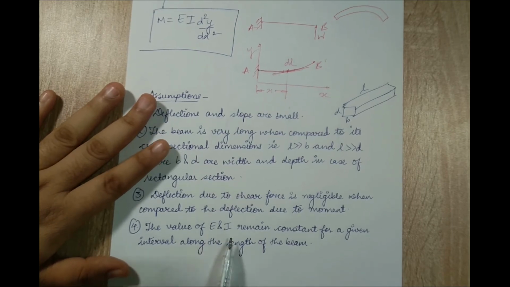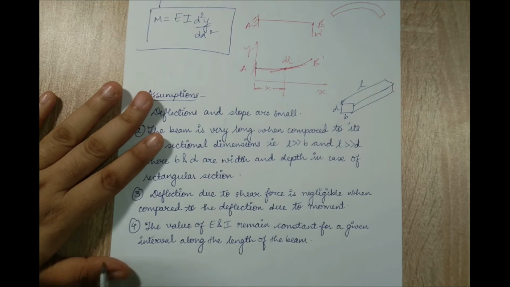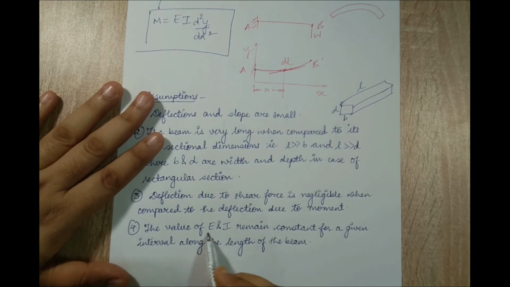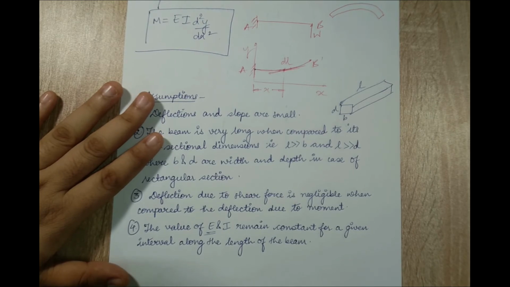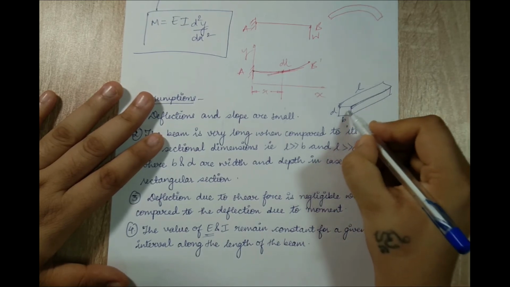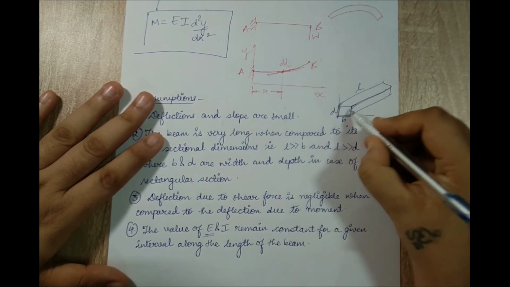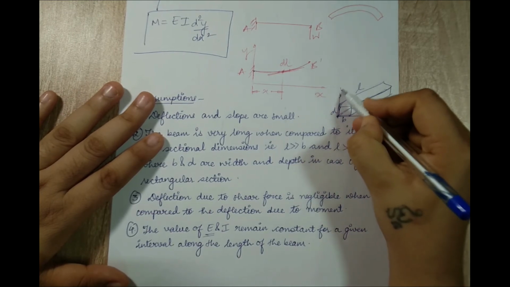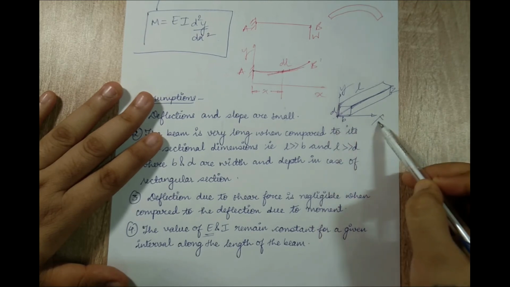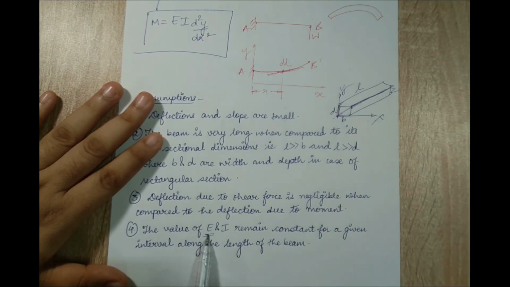The value of E and I will remain constant for a given interval along the length of the beam. Now this is again a very, very important assumption. When I say the value of E is going to remain constant, it means the material is going to be isotropic, which means if this is my beam along the three axes, say Y, Z and X, along all these axes my value of E is going to remain same. Isotropic is the term used.